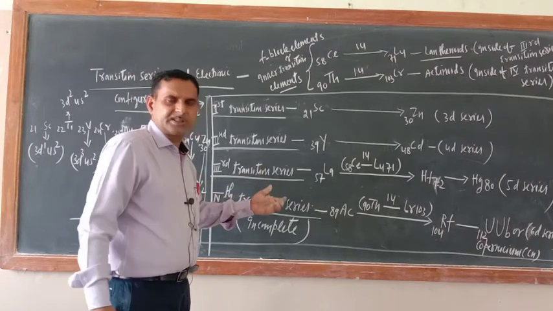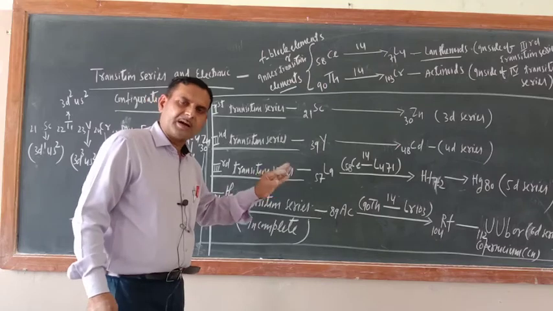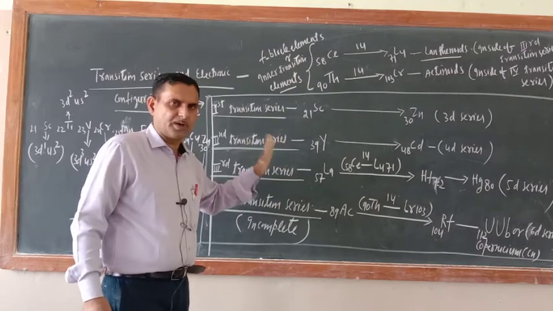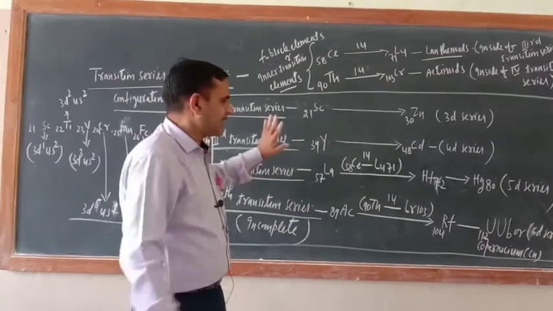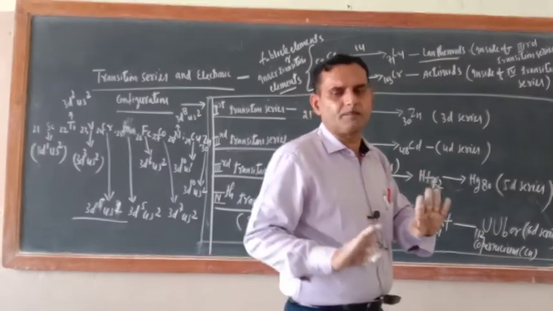In the third transition series, Au and tungsten are there, but they are not similar to the first and second transition series. If you consider their d orbital half filled and fully filled, you can see the electronic configuration. In this way, their electronic configuration is also completely filled.